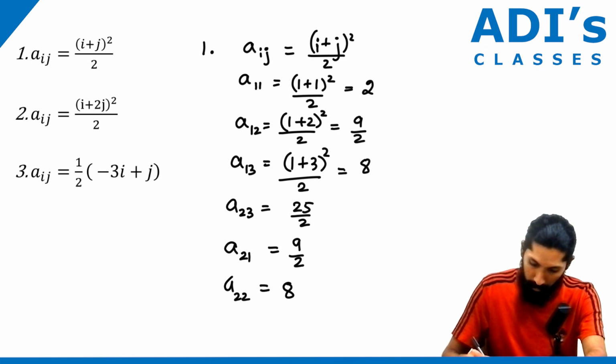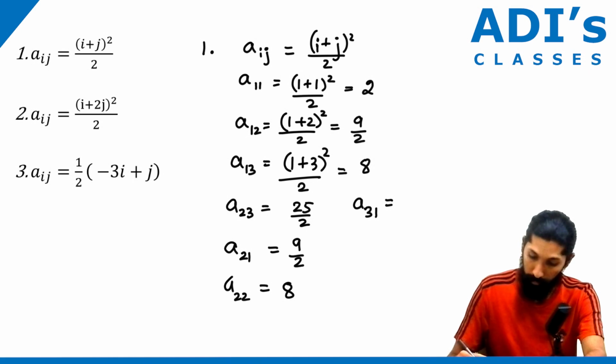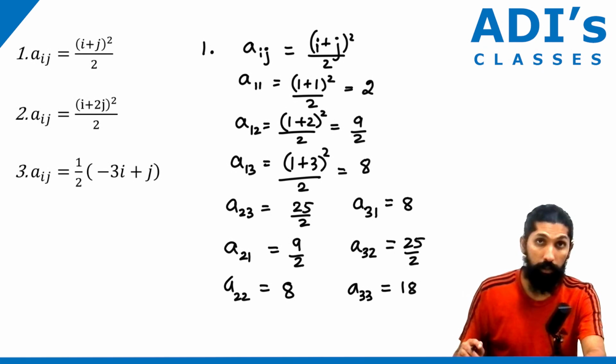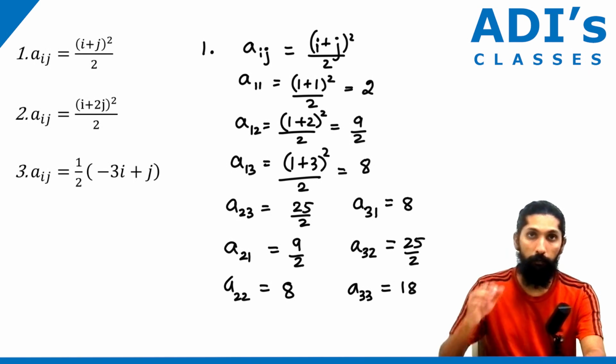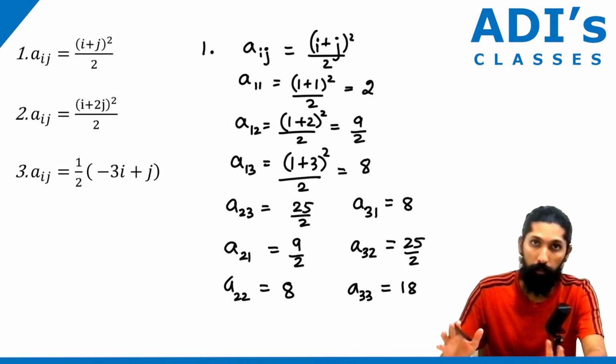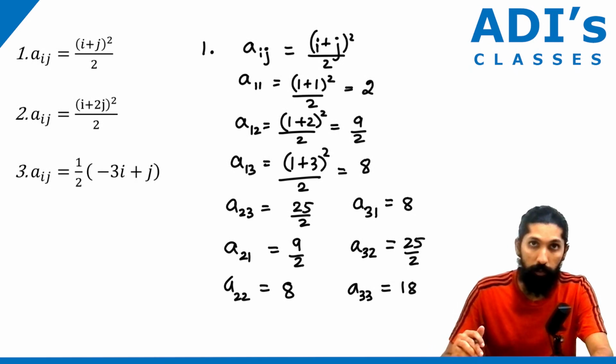Now we'll do it here. A31 is equal to, again, 3 plus 1 is 4. This becomes 8. A32 is going to become 25 by 2. And A33 is going to become 18, 36 by 2 is 18. Now we have all the values. You just have to substitute the values in the matrix form. That's it.